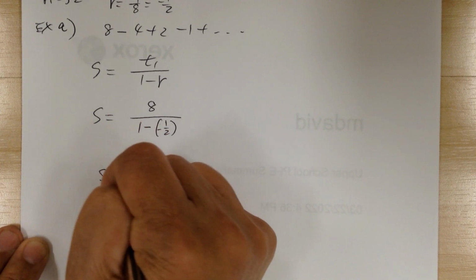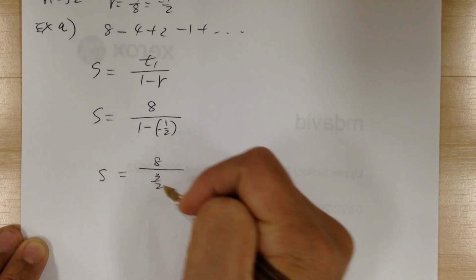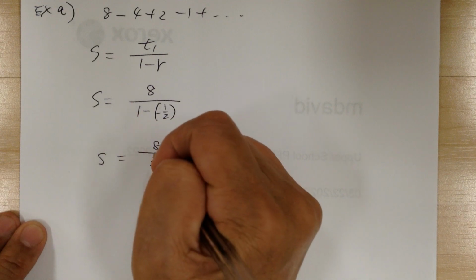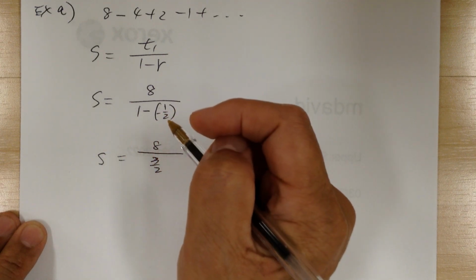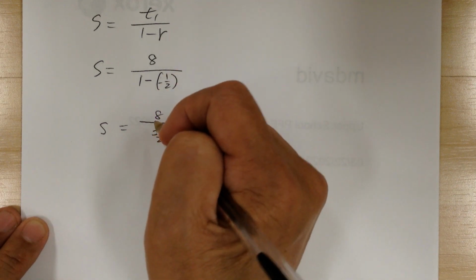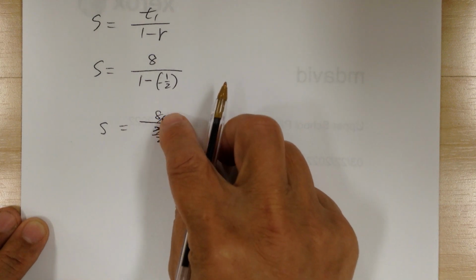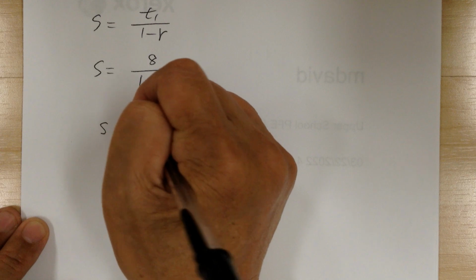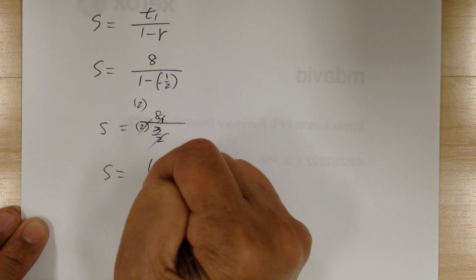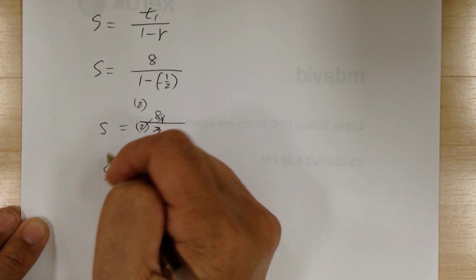So S will equal 8 over 3 over 2. So this is a complex fraction. To simplify a complex fraction, the easy way to do it is to multiply by the common denominator. So this is 8 over 1, so the common denominator is 2. So multiply the top by 2 and the bottom by 2, so that these 2 will cancel out. So S will equal 16 over 3. Right, 2 times 8 is 16, and over 3, and that's your answer.